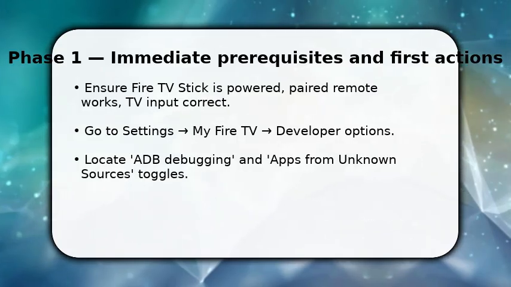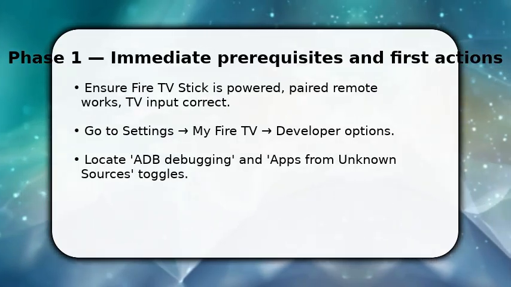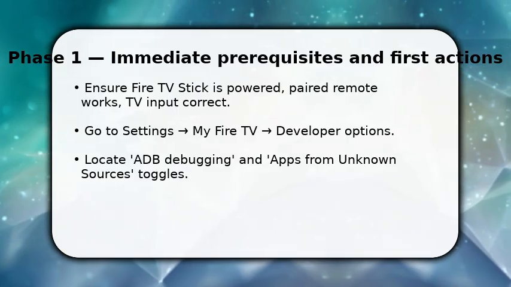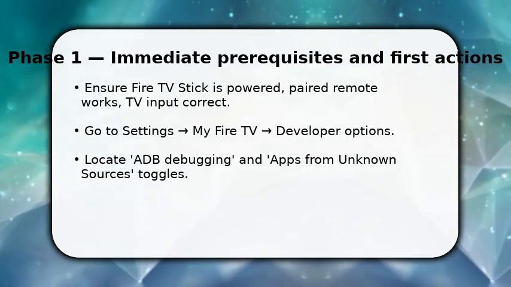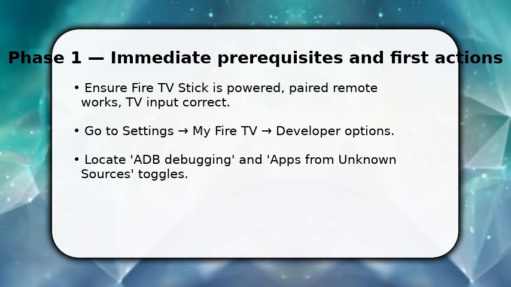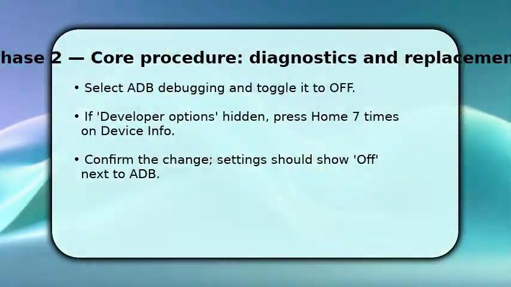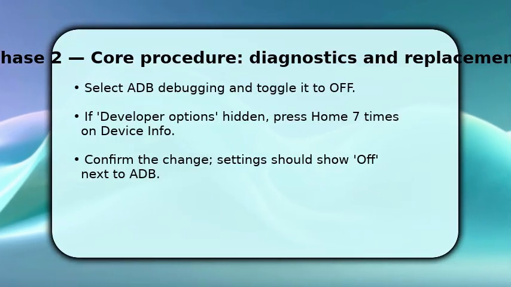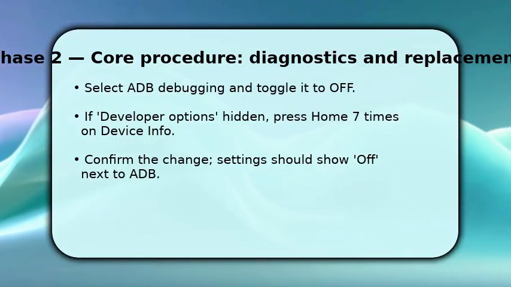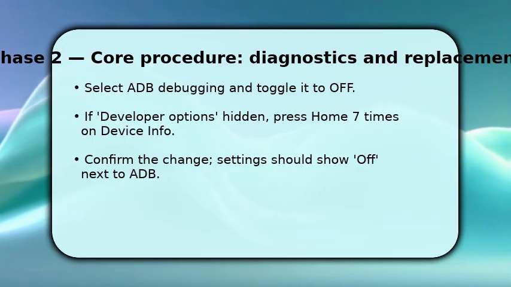You're doing this to remove external debug access and reduce security risk. Make sure you can reach the Developer Options menu. If not, use the remote to confirm the device is fully awake and on the correct input. Now you'll actually turn off debugging. Select ADB Debugging and switch it to off, which severs remote developer access.